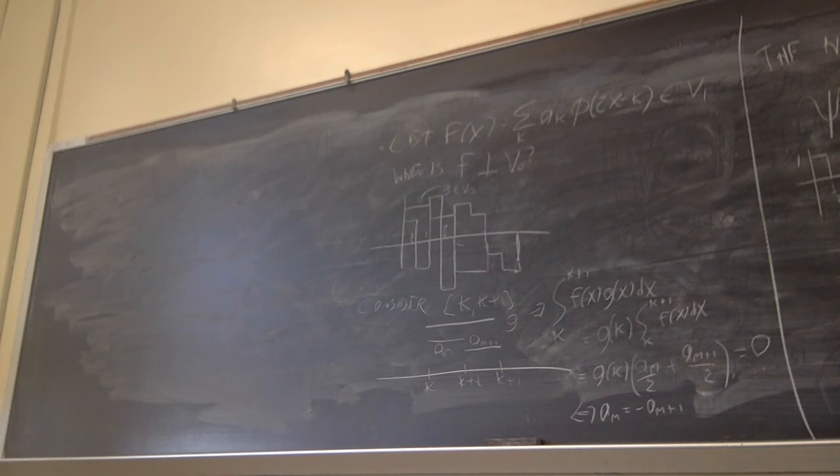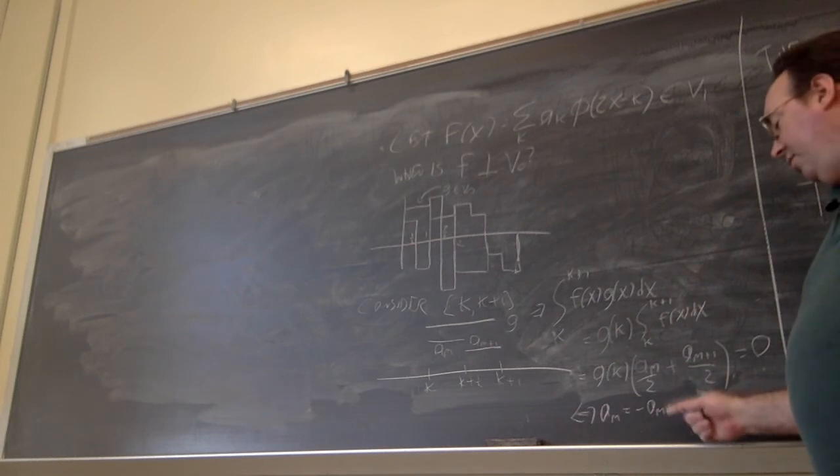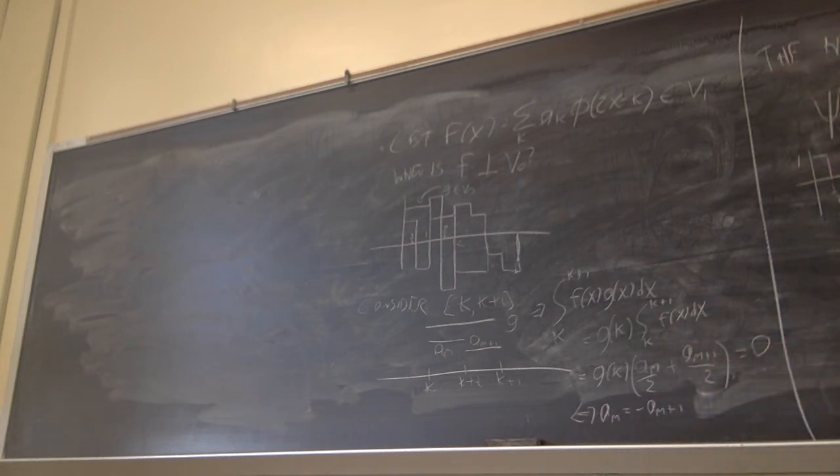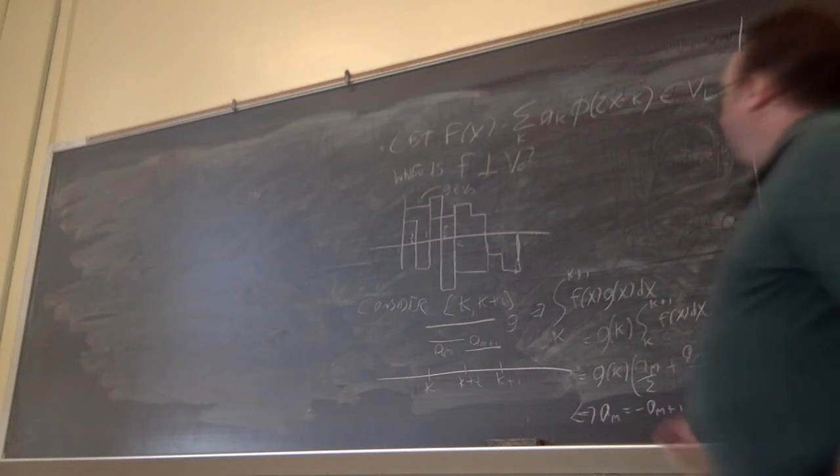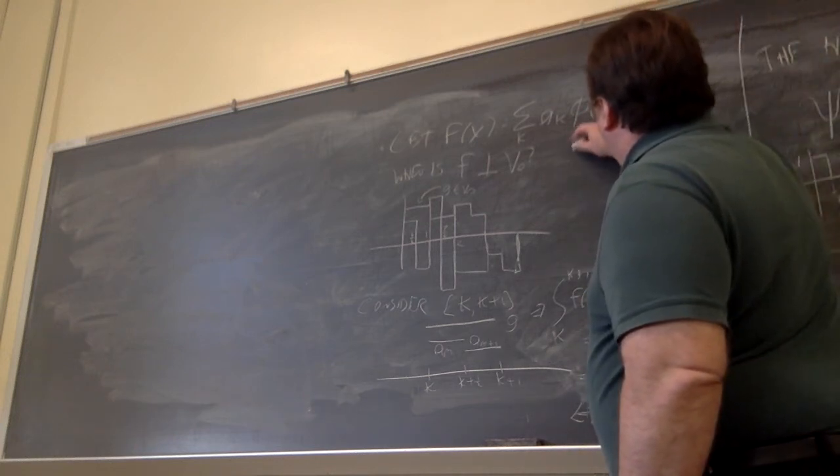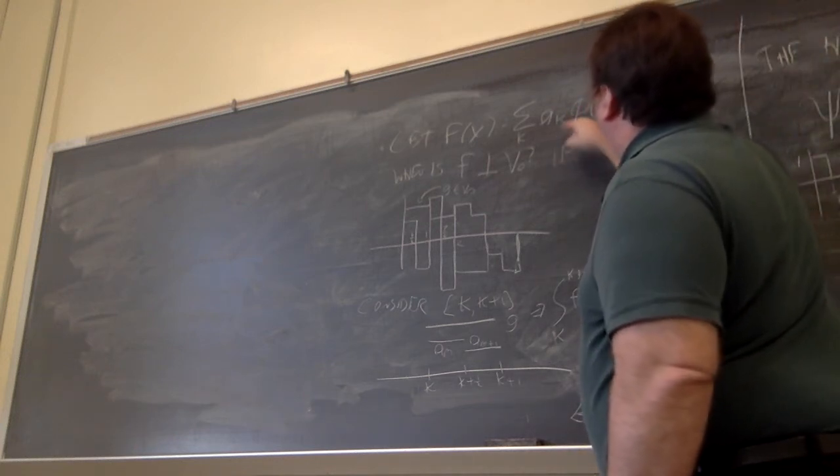Oh wait, K is 0. Yes. So what we have here is, each odd coefficient is equal to minus the preceding even coefficient. So that's not really the best way to express it, but I can answer this question in terms of this form of F.